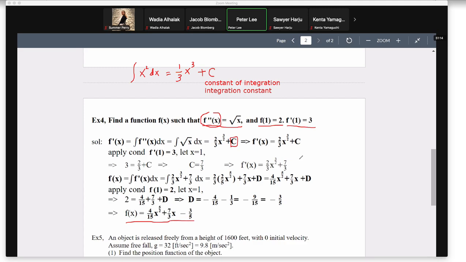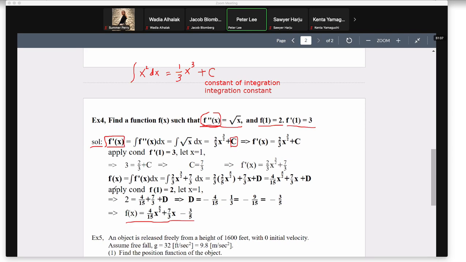Okay, so now how do you get the solution? This is how you get the solution. So we have this f double prime here, and in this case, it's good to find f prime first. If f double prime is equal to the square root of x, then what is f prime?